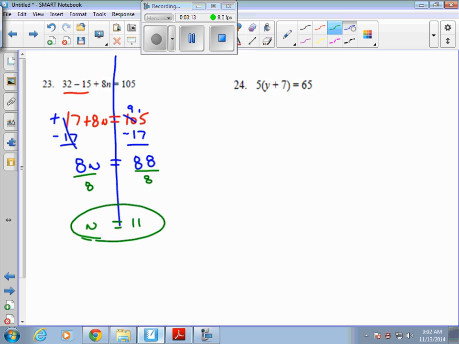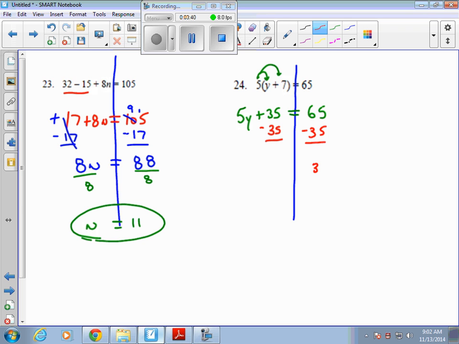Again, before you move anything across the equal sign, you always simplify one side. Distribute. 5 times y is 5y, and 5 times 7 is plus 35. Now, you can't put 5y and 35 together because they're not like terms. So start undoing it now. Undo plus 35 by subtracting it. If you subtract it from the left, subtract 35 from the right. 65 minus 35 is 30. This cancels out. 5y equals 30. Undo 5 times something by dividing by 5. You do it to the left, do it to the right. Y equals 30 divided by 5 is 6.